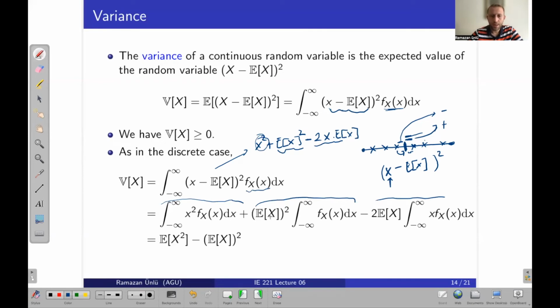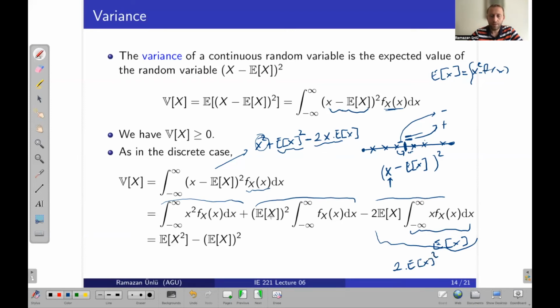so let's look at this one. First of all, this thing is the expected value of x squared, right? The expected value of x was equal to the integral of x times f of x, right? So if this is squared, that means this term will be equal to the expected value of x squared. So what is this one? This is the expected value of x. So this whole will be 2 times the expected value of x squared.